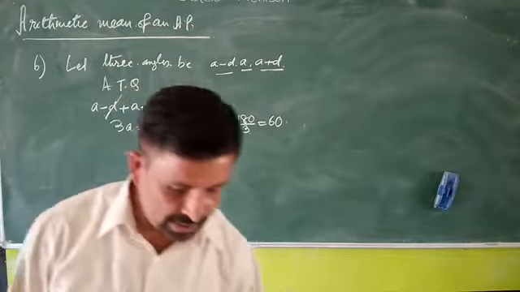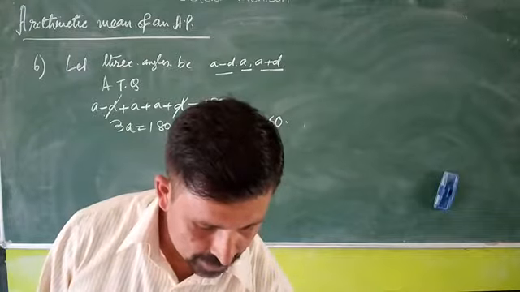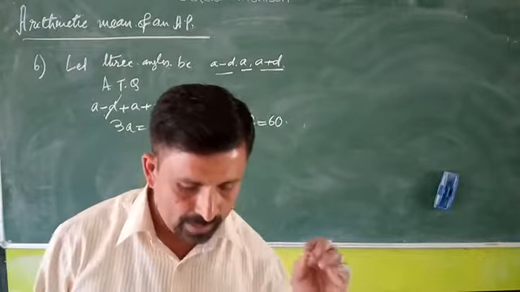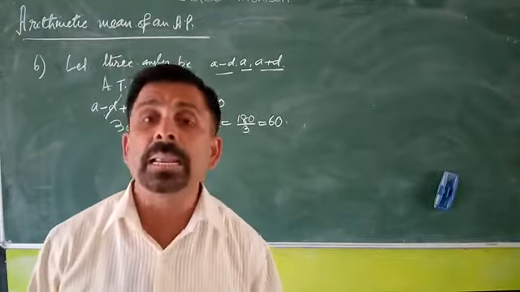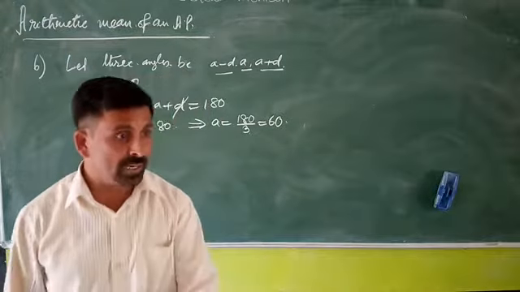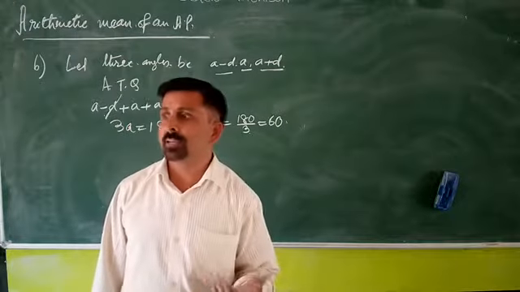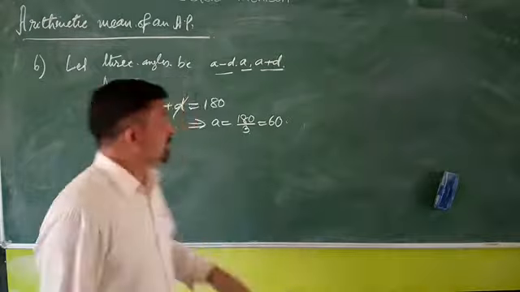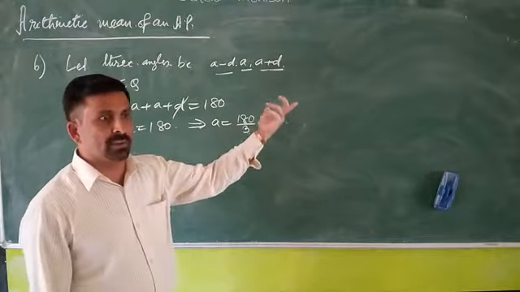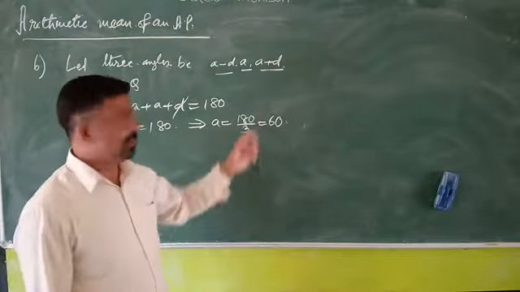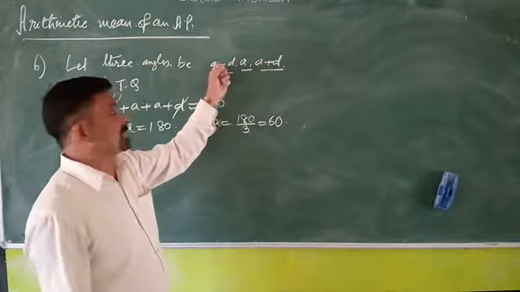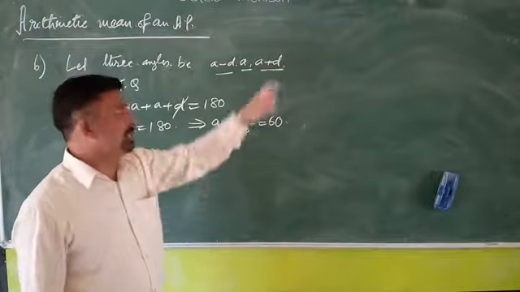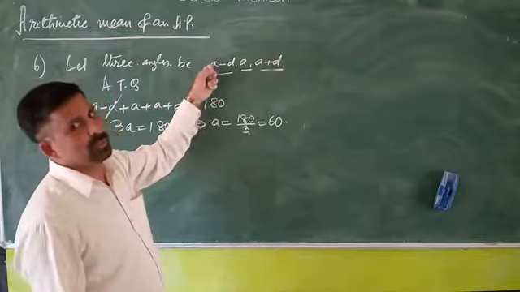After this, the question says that the greatest angle is double the least. So we have only one condition. I told you, no? We have only one condition, that the greatest angle is double the least. So in this triangle, we know which one is the greatest and which one is the least angle. This angle is the greatest and this one is the least angle. So according to the question, this angle is 2 times this.